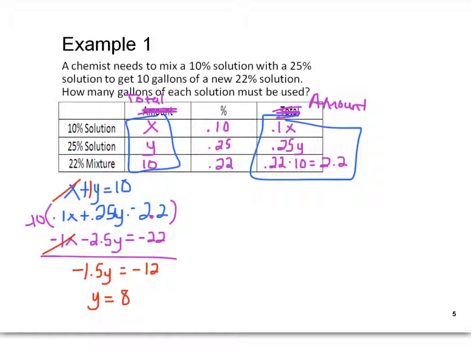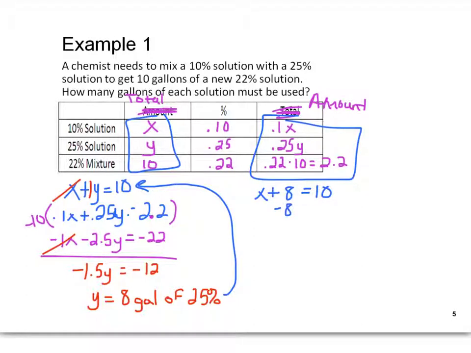So y equals 8. That means that we would have 8 gallons of the 25% solution. And then we plug this back in, and we'll find out what x is. So x plus 8 equals 10, minus 8, x equals 2, and so that's 2 gallons of the 10% solution.